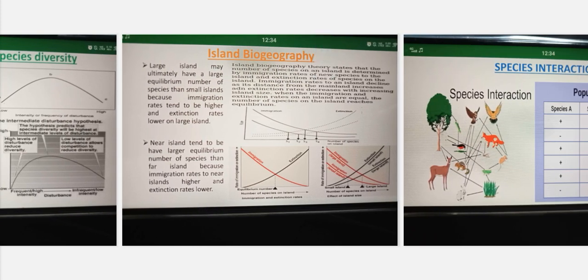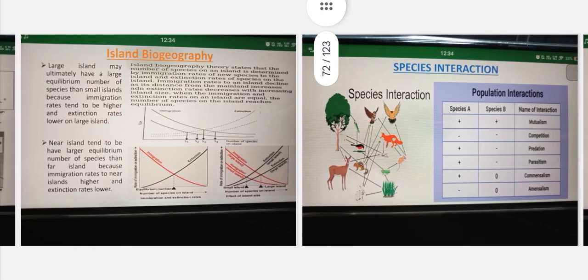Island geography. Large islands may ultimately have a larger equilibrium number of species than small islands, because immigration rates tend to be higher and extinction rates lower on large islands. Near islands tend to have a larger equilibrium number of species than far islands, because immigration rates to near islands are higher and extinction rates lower.